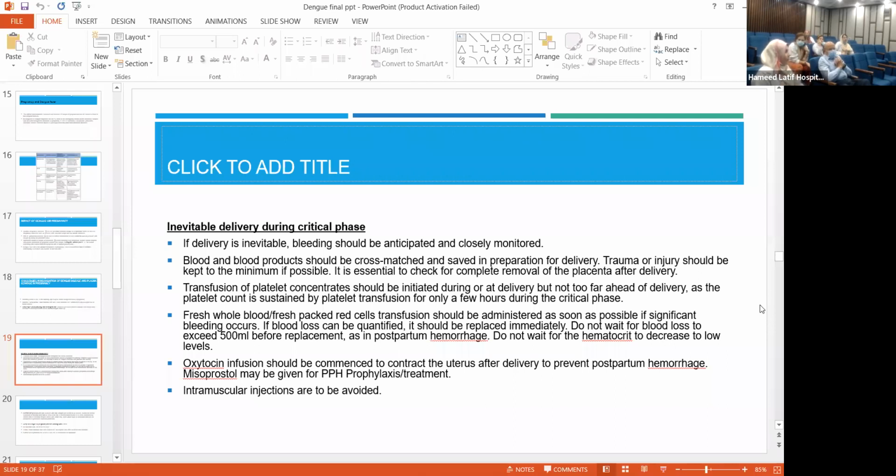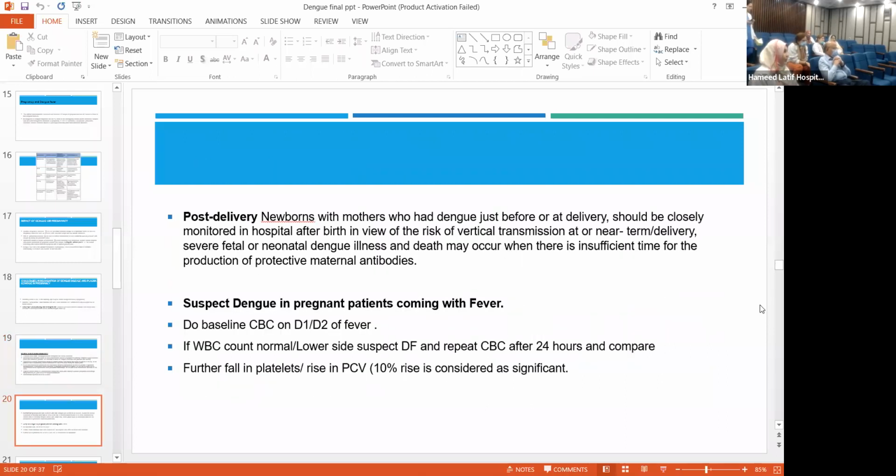Yes, sir. And the labor has to be spontaneous. You don't induce until and unless it is. Yes, sir. I mentioned that we should delay the labor as far as possible if it can be done. Intramuscular injections should be avoided. Post-delivery, newborns of mothers who had dengue just before or after delivery should be closely monitored because vertical transmission is there, and we should observe them on those lines.